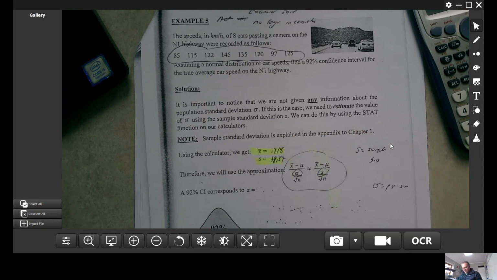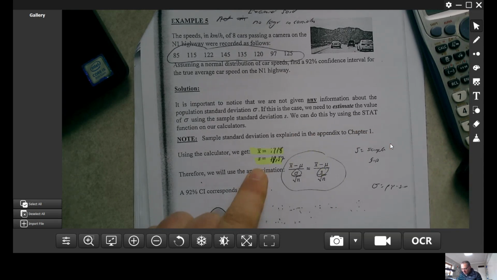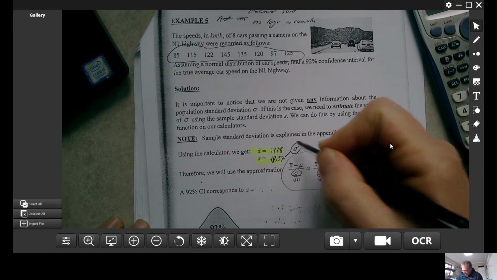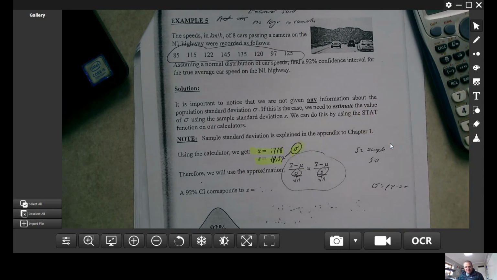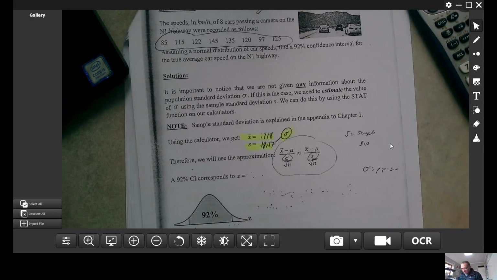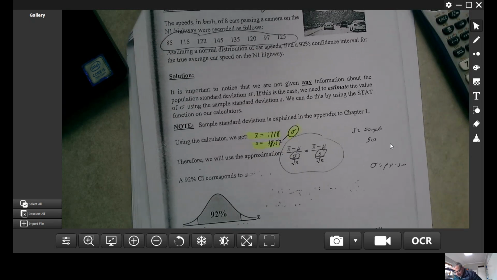So that's your sample mean. We're going to use this as an estimate for sigma. Not very good maths, and it shouldn't really be in an exam. I wouldn't expect it to be, but if by some freak it comes up, just remember: if you're not given the standard deviation, you use your calculator to get an estimate, the sample standard deviation, and use that instead of the population standard deviation.